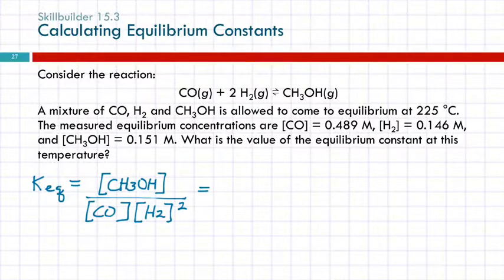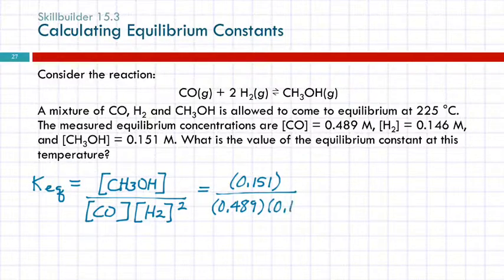So now, because we're calculating KEQ, we're just going to take the values that were given and plug them in. So methanol concentration is 0.151. Either the concentrations will be given and you'll be asked to calculate the constant, or we'll give you the constant and all but one of the concentrations and ask you to calculate that. How do you do that? That's coming up next. So 0.151, and the CO is 0.489, and the H2 is 0.146, and that one is squared.